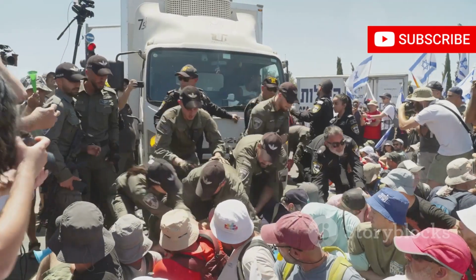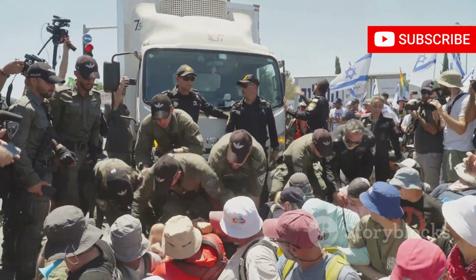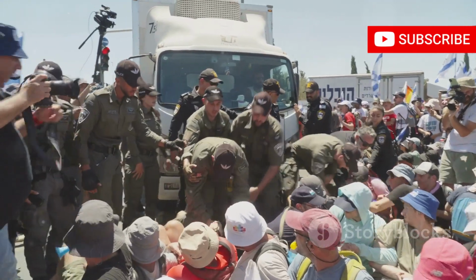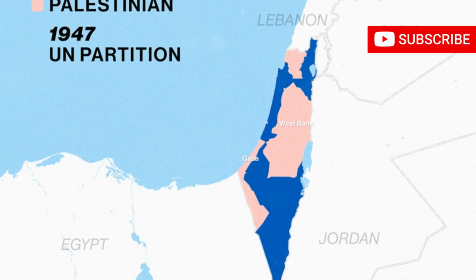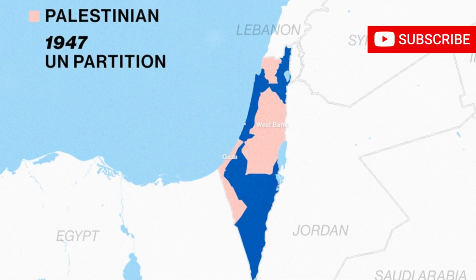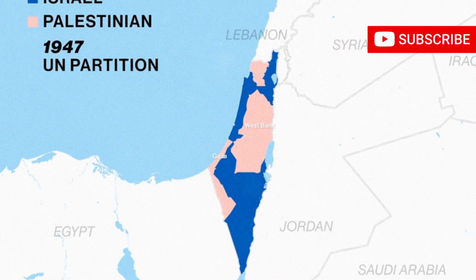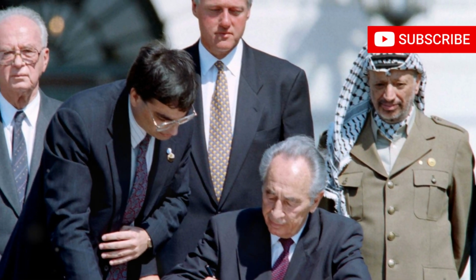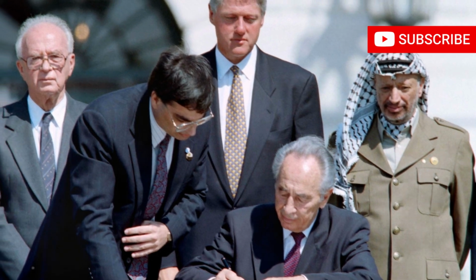Section 6. The Palestinian Uprisings 1987 and 2000. Voices of Resistance. The First Intifada, a Palestinian uprising against Israeli occupation, began in 1987 and lasted for 6 years. It was characterized by widespread protests, civil disobedience, and armed resistance.